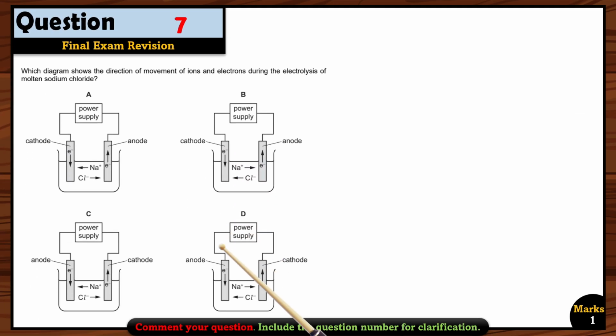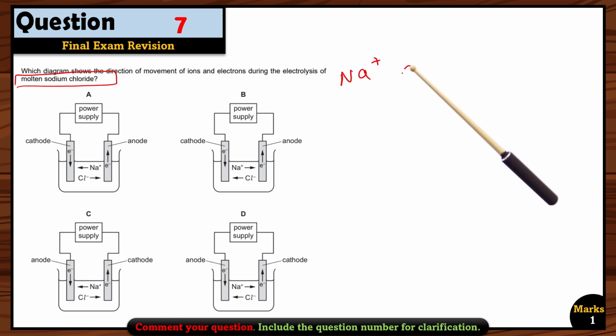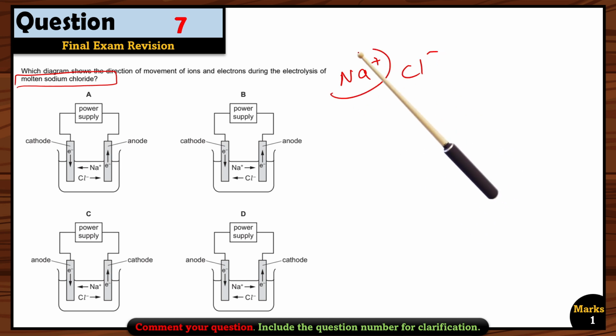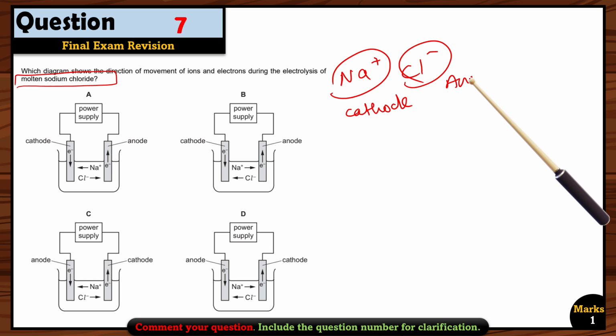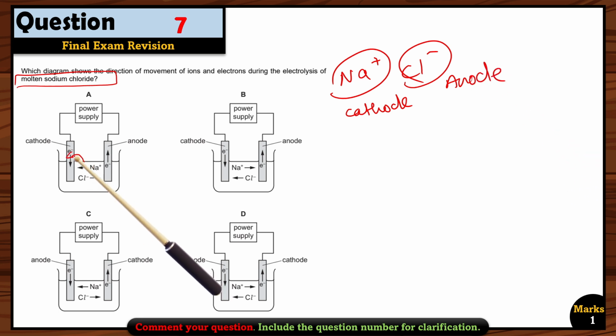Question 7. Which diagram shows the direction of the movement of ions and electrons during the electrolysis of molten sodium chloride? Now we have molten sodium chloride, so we have to see the direction of the ions. First of all, we should know that sodium is positive and chloride will be negative. So this one will move towards the cathode and this one will move towards the anode. Let's see, are they moving towards the anode or cathode? Sodium is moving towards the cathode. Yes, chlorine is moving towards the anode. That's right.